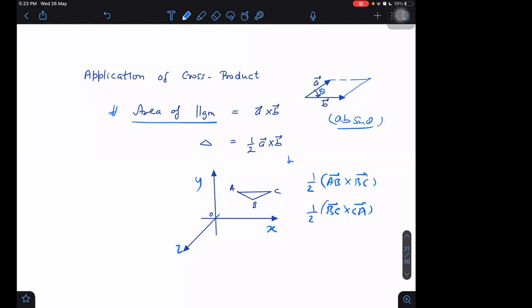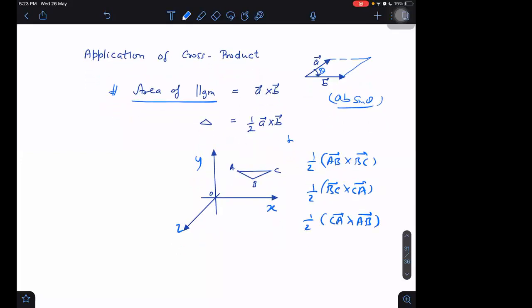Means you can write it in many ways, or you can write half of CA cross AB. In fact, you can write in reverse order also. You can write half of BC cross AC into CB. These all we can write. Although this value will be negative of others, this value will automatically come out to be negative, but magnitude wise all these will be same only. Any one of these we can write, no problem in that. You can choose any one of these. Let us say I am choosing the first formula.